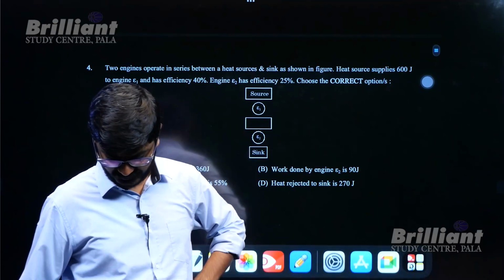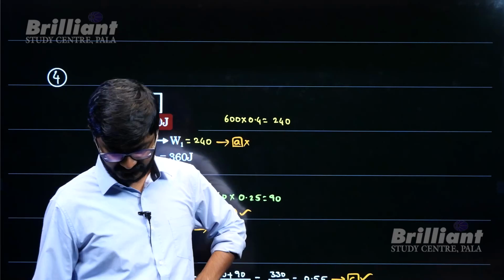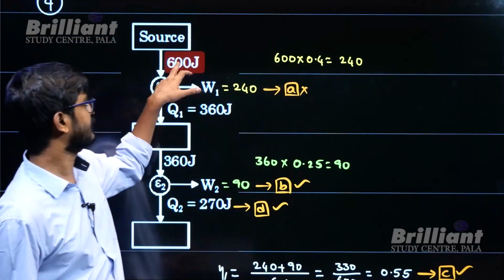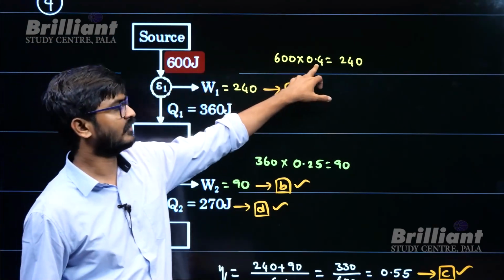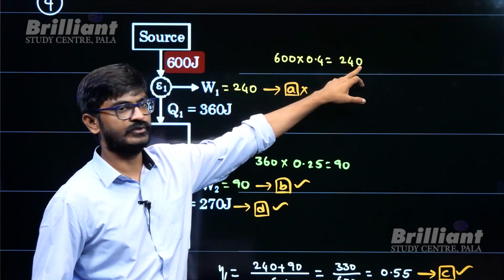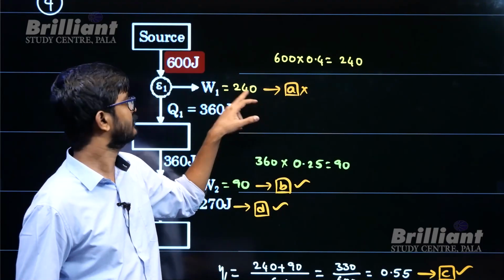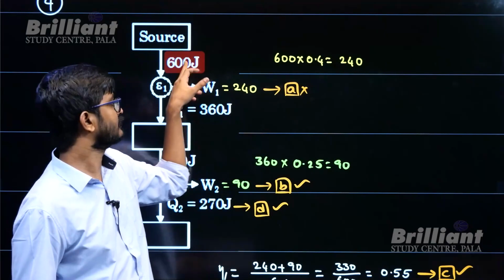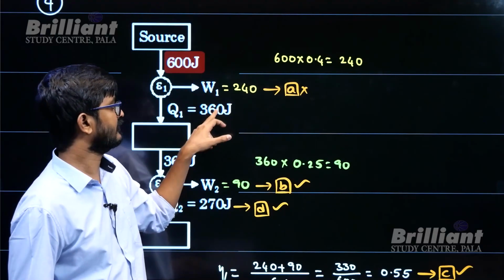You need to find the work done and efficiency. This is given in the question: 600 joules, but the efficiency is only 40%. So work done will be only 240. Out of 600, work done is 240. So the heat ejected will be 600 minus 240, which is 360.